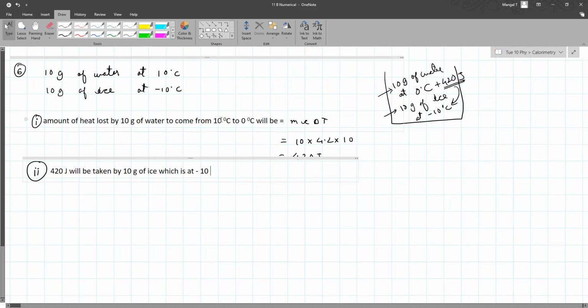So this is at negative 10 degree Celsius. Now what will happen in this? So as you said, obviously, the first step in this will be to take ice from minus 10 degrees Celsius to 0 degrees Celsius. Are you following that? How much heat will be required?